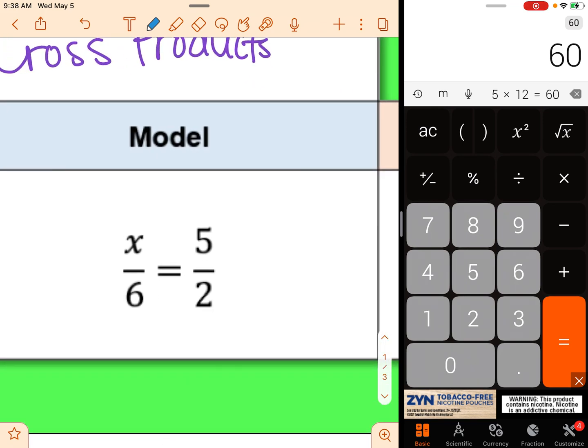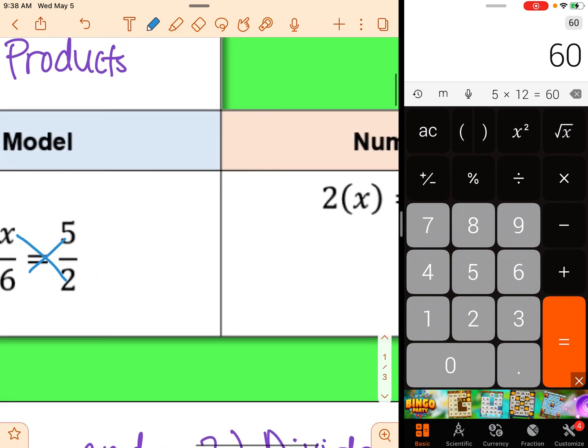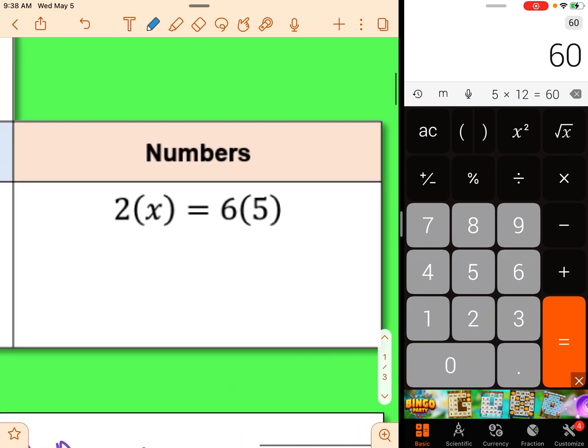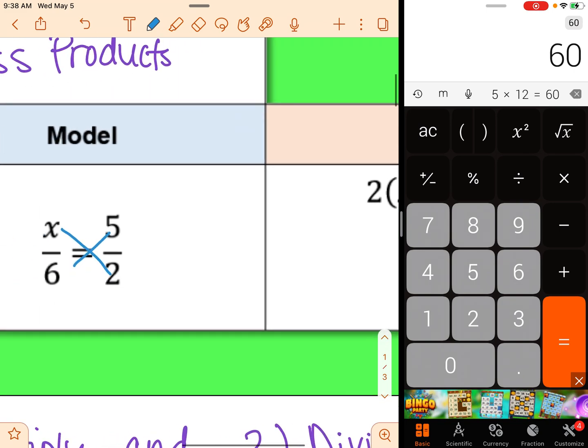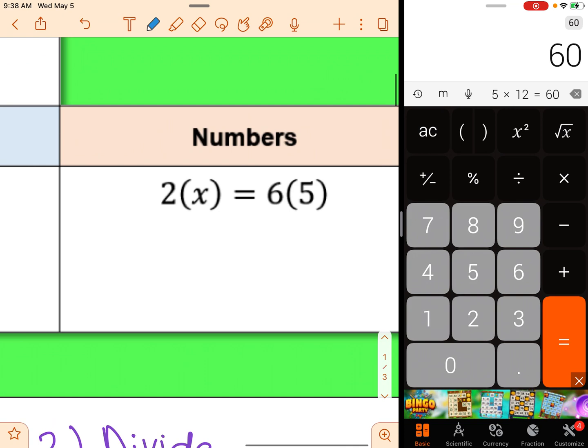If we have x over 6, we don't know what this number is, so we're just going to use x. We have x over 6 is equal to 5 over 2. We want to figure out what x is. To do that, we're going to use cross products. That's where we take x times 2 and set it equal to 5 times 6. Over here in our number box, I wrote that out for us. We are taking 2 times x and setting it equal to 5 times 6.